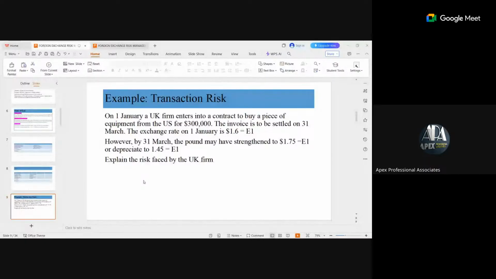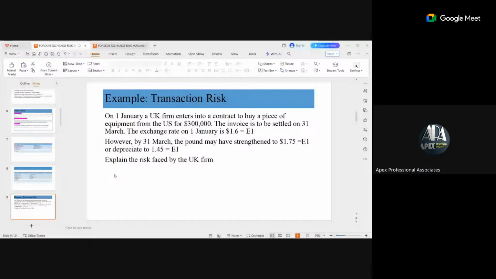The exchange rate on 1st January is $1.6 to £1. However, by 31st March, the pound may have strengthened to $1.75 to £1, or depreciate to $1.45 to £1. Explain the risk faced by the UK firm.